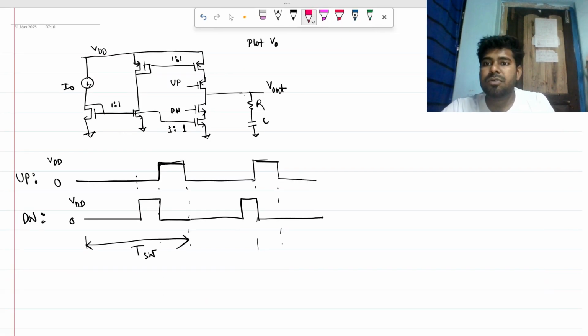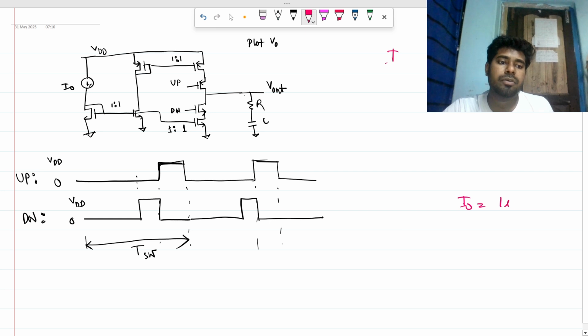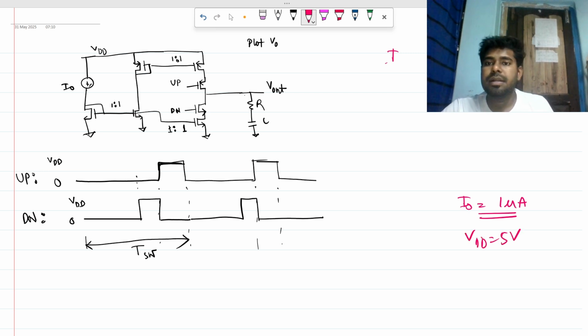You can see there is a constant current source I naught. You can assume any value. Let's say this I naught is 1 microamp. It can be any finite value. And there is VDD. Let's say VDD is 5 volt.